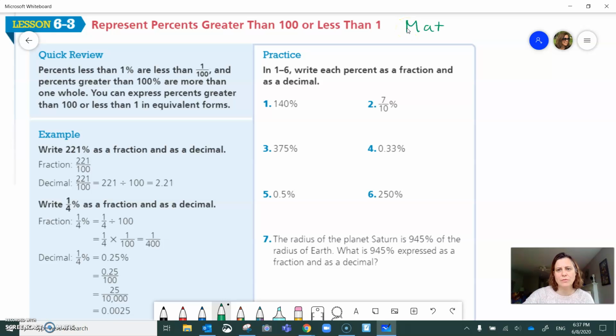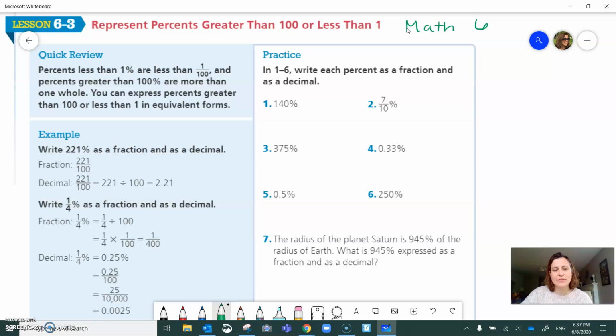Math 6 review for topic 6. This first part is 6.3. Write each percent as a fraction and a decimal, super similar to what we did in 6.2, except these are percentages that are greater than 100 or less than 1. That's what makes this special.